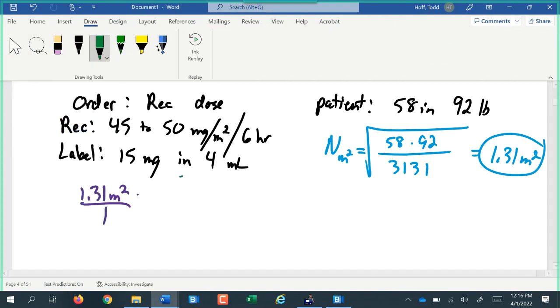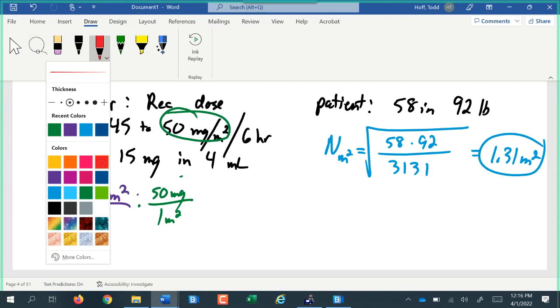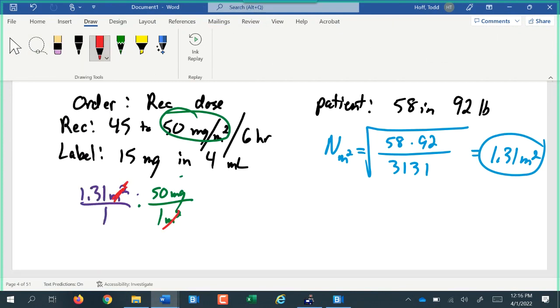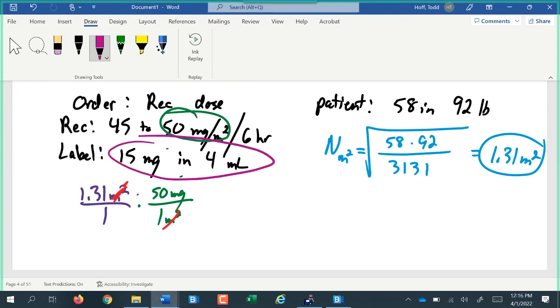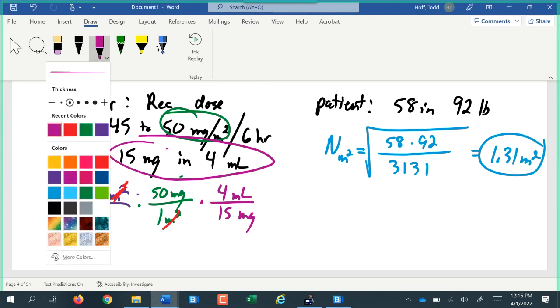And of course, we're going to use the maximum of our range. So 50 milligrams per meter squared, making sure the meter squared cancels out. And it does. It's on bottom, so it cancels out the meter squared on top. And then our next step, to use our concentration on the label. Milligrams have to go on bottom to cancel out milligrams. So 15 milligrams in 4 milliliters.